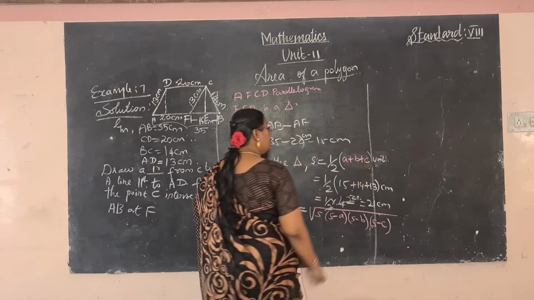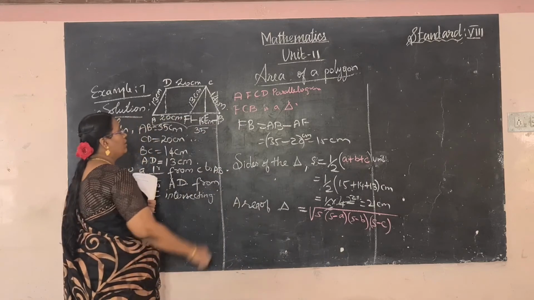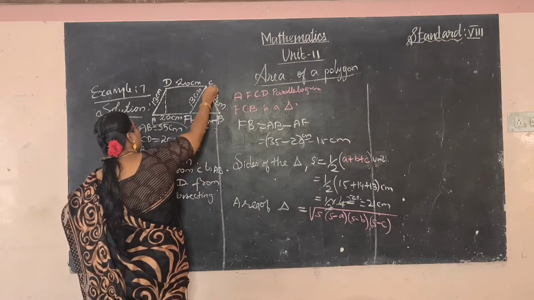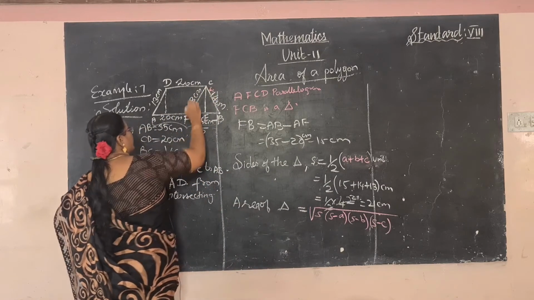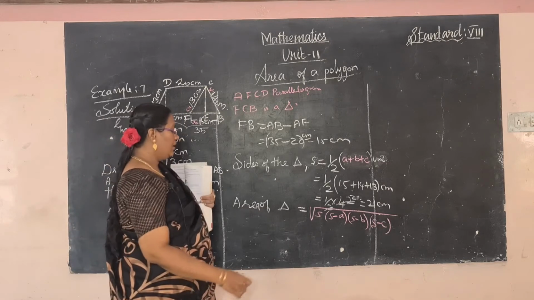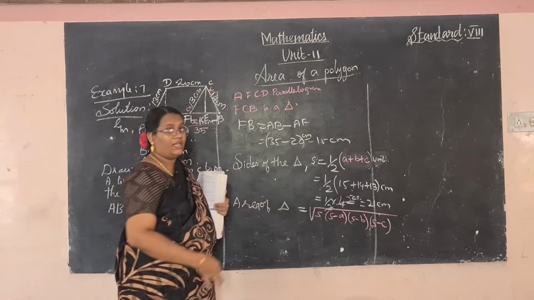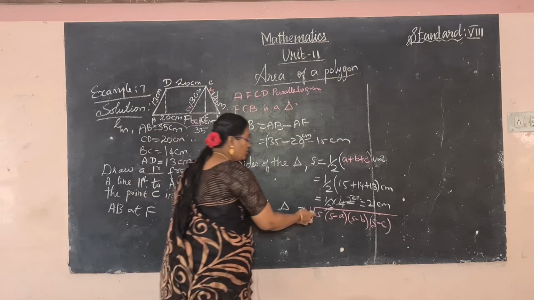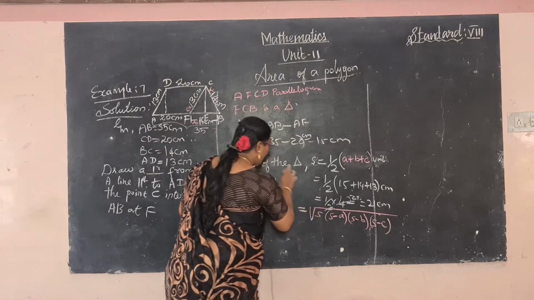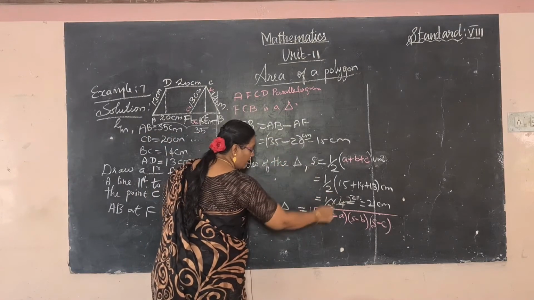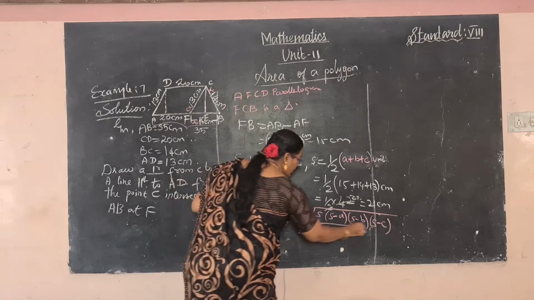So ABC means the sides 1, 2, 3. Okay, this is A, B, C. You can take S1, S2, but since S is already in the formula, I have changed it. Is that okay? So square root of the S value, already we have found the value 21. Okay, so substitute in this place.